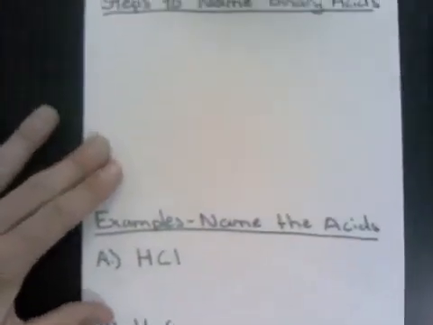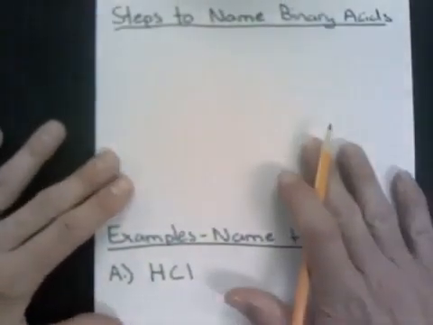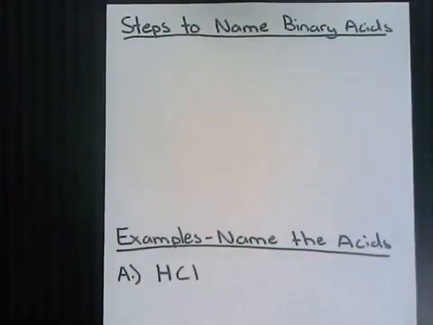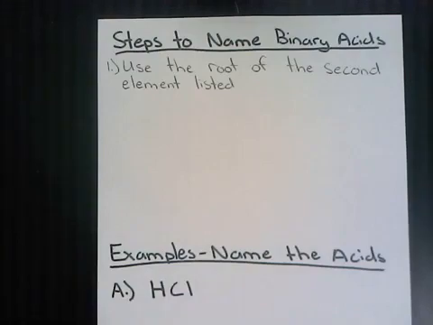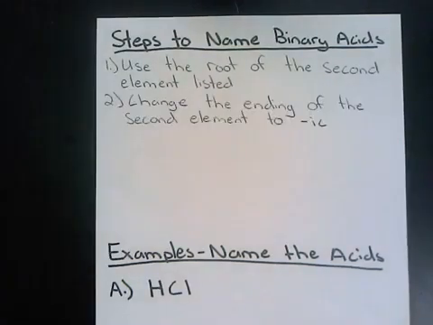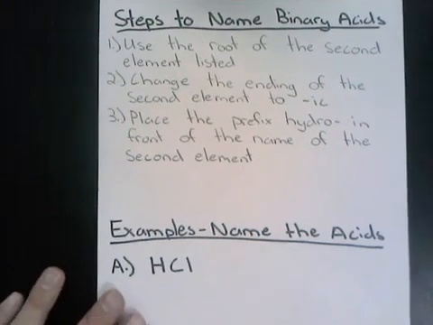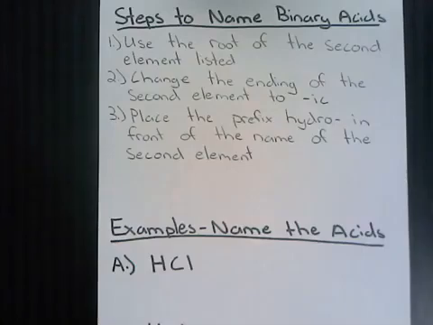Our steps to name a binary acid are as follows. The first step is to use the root of the second element listed. The second step is to change the ending of the second element to -ic. The third step is to place the prefix hydro- in front of the name of that second element. And our fourth and final step is to place the word acid after the second element, which is named using that protocol above.